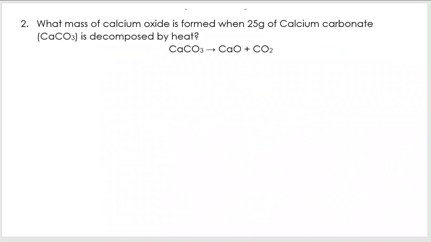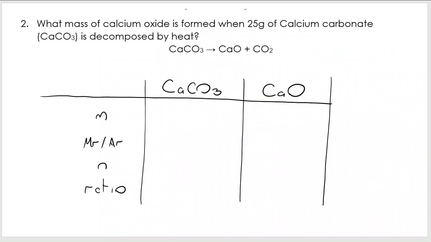Next example for you to try. So I draw out my table. I've got the mass of calcium oxide that I want and the mass of calcium carbonate that I have. So they're the two species that I put in. I'm told that I've got 25 grams of calcium carbonate. I work out the relative formula masses, 100 and 56. And because I've got an M and an MR, I can work out my number of moles. 25 over 100 is 0.25.